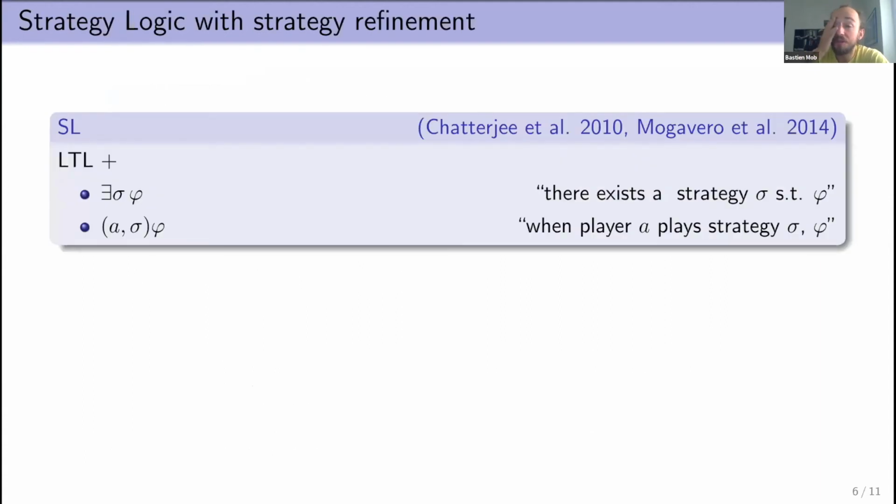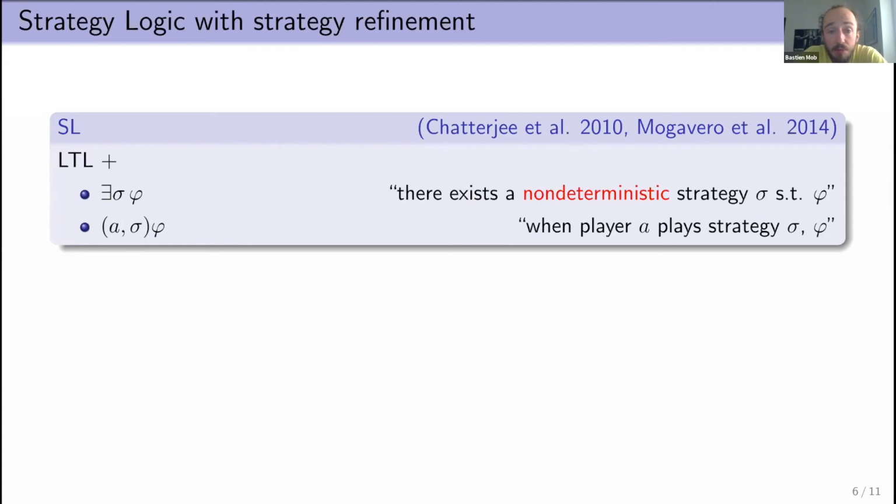Now, let me briefly remind what strategy logic is. It is an extension of linear time temporal logic with operators that allow expressing properties about strategies of agents in multi-agent systems, in concurrent game structures. A first operator is a strategy quantifier. So this formula reads as: there exists a strategy sigma such that phi holds, and a binding operator that allows you to bind a strategy to a player or to an agent. And this reads as: whenever player A follows strategy sigma, phi holds.